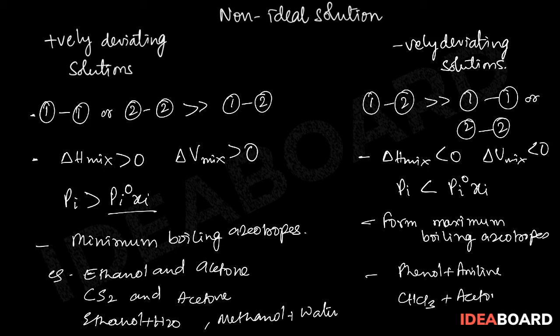This is also a very good example. And we have diethyl ether, that is Et2O, and chloroform, CHCl3. So like this, there are negatively deviating solutions in nature as well as positively deviating solutions in nature. The next term which we want to learn is azeotrope.